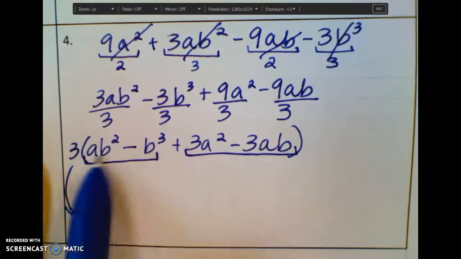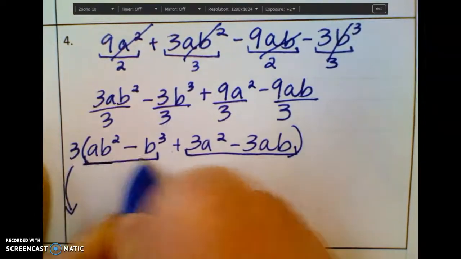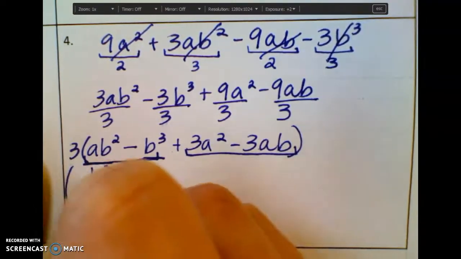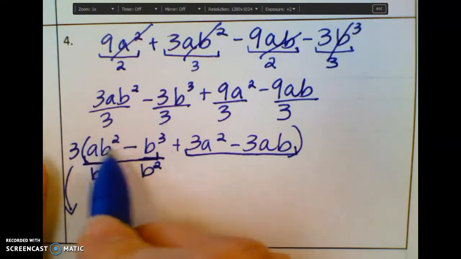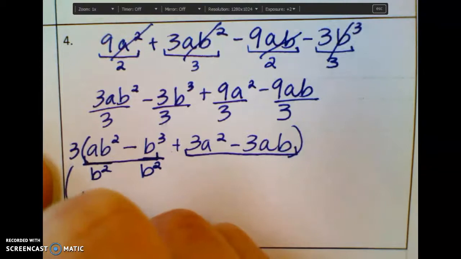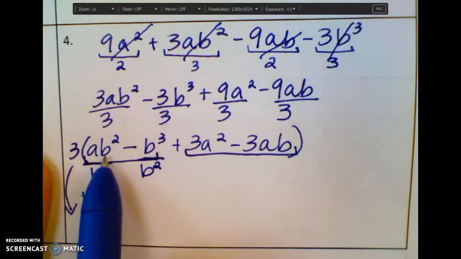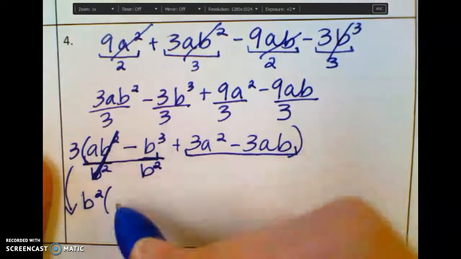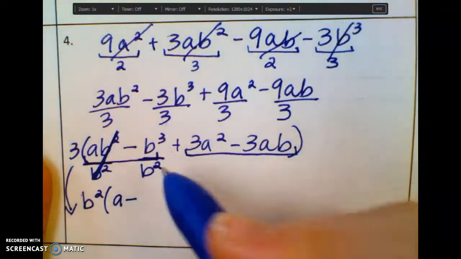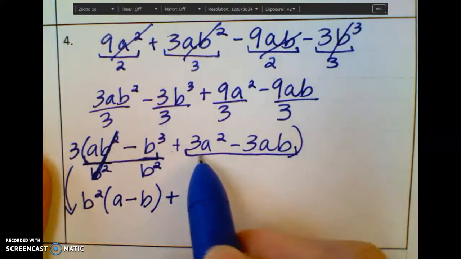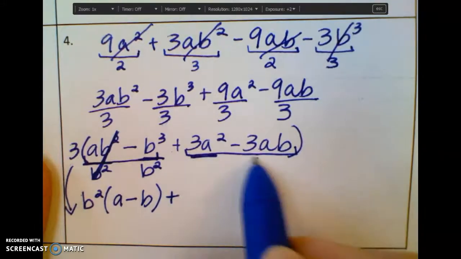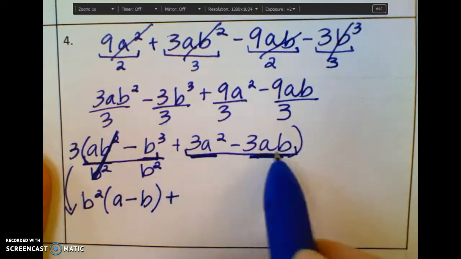What can I take out of both of those? I can divide each of them by b squared. I see they both have b's, so I take the smallest exponent, which is b squared. Well, there's my GCF. Now what am I left with? Those b squareds cancel, I'm left with a. b cubed over b squared gives me b. Bring down our plus.